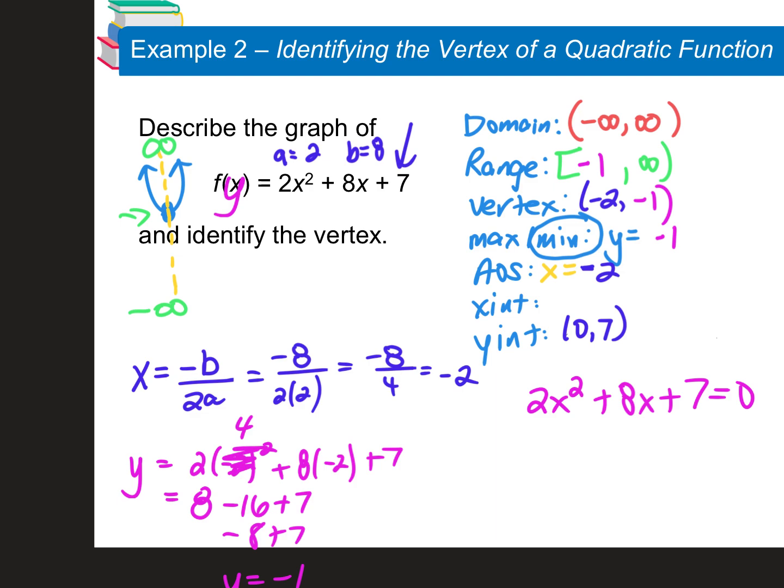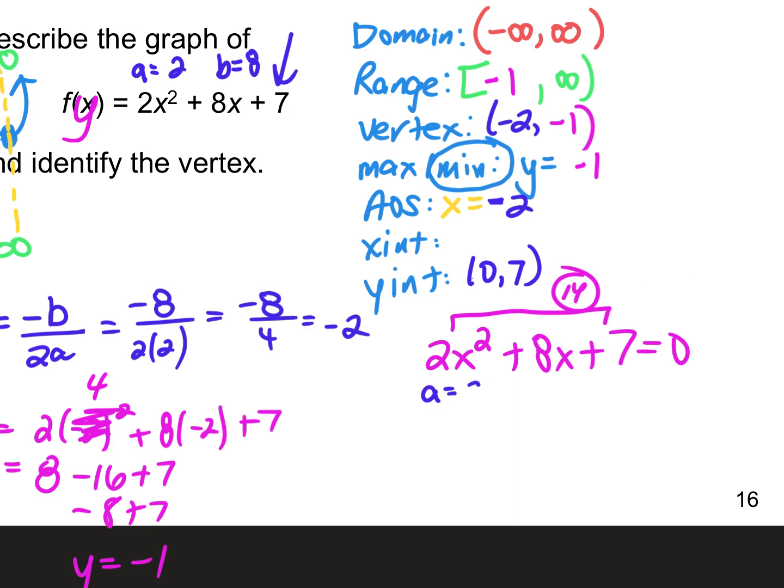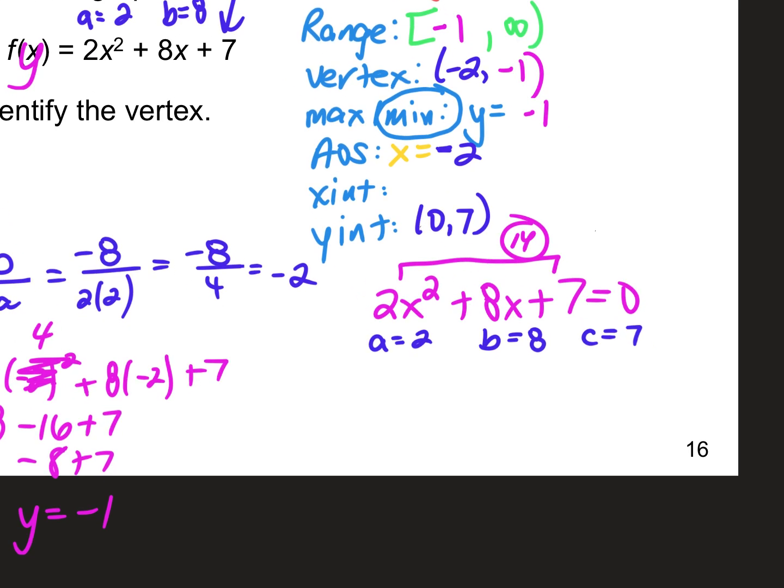And what do you do? You hope and pray that it factors. 2 times 7 is 14. Are there factors of 14 that multiply to give you 14 and add to give you 8? No. So if it doesn't factor, then what do we have to use? The quadratic formula. So a equals 2, b equals 8, and c equals 7. A little bit of a pain in the butt, I get it.